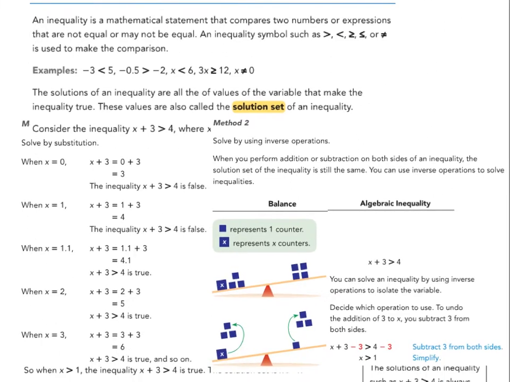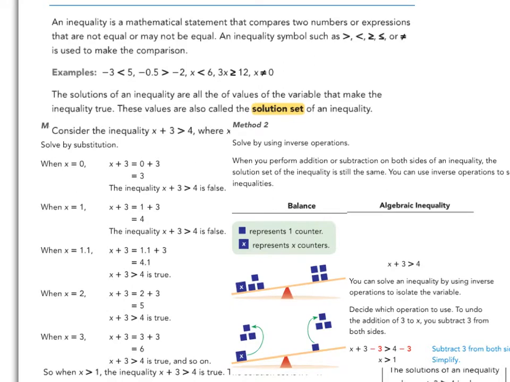Okay? So the solutions of an inequality are all of the values of the variable that make the inequality true. The values are also called the solution set of the inequality. And we talked about some of these terms at the beginning of the chapter when we were going over terminology. Remember, when you have an equation, you have a single answer, like x equals 5, x equals 3/4, x equals -12. When you have an inequality, you can have many answers. There could be an infinite number of answers.